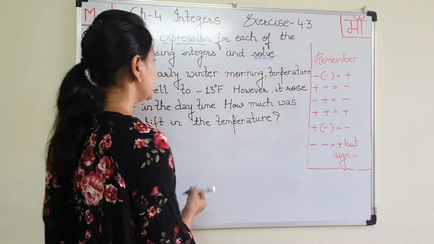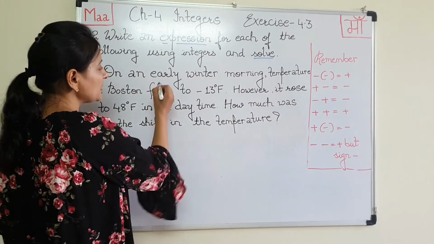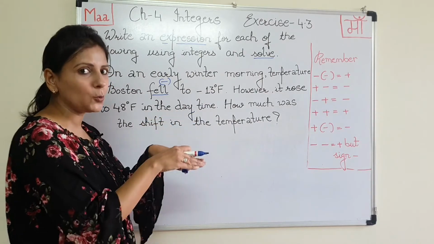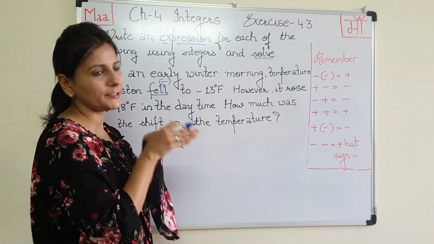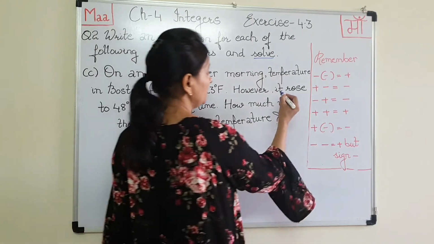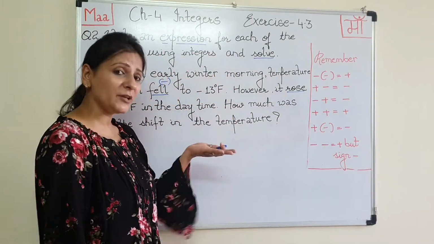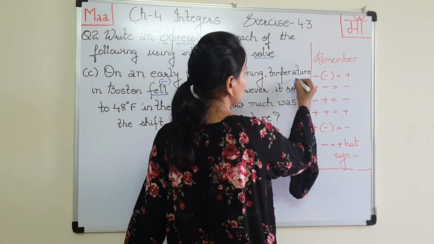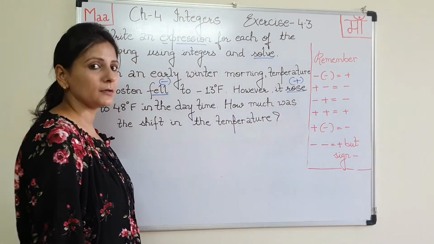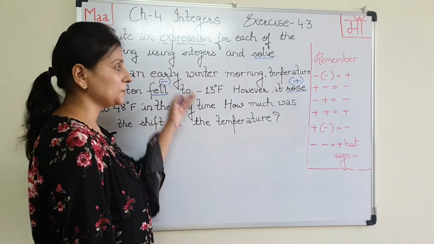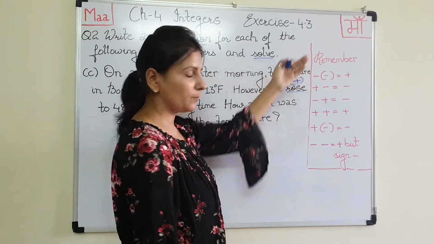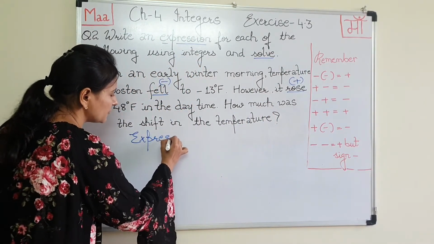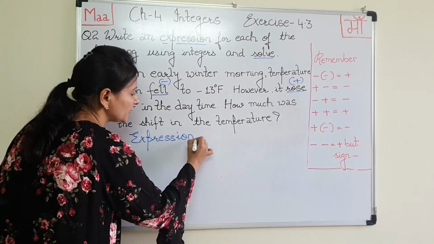Remember here fell means minus, that means temperature has fallen down. If temperature has fallen then it will be denoted with negative sign, and here it is written that in daytime the temperature rose, means it increased, so if it has increased it will be denoted with positive sign. Fine, fell will be denoted with negative sign and rose will be denoted with positive sign. So now we have to write the expression here firstly for the given question.